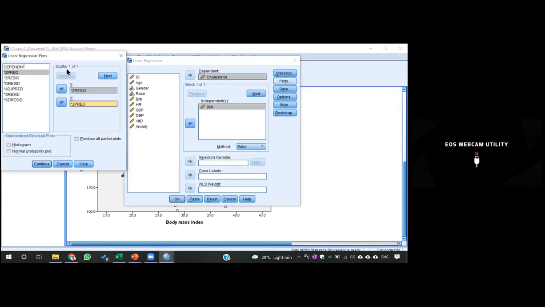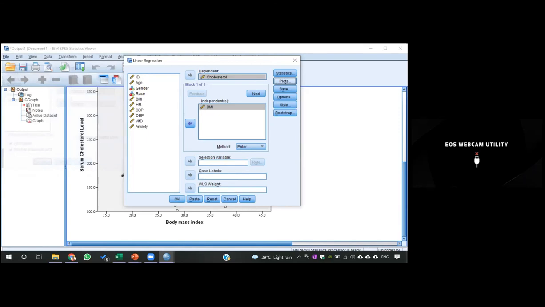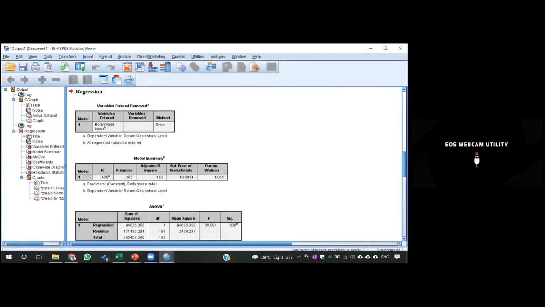You can see it is writing a scatter. Scatter means a scatter plot for these two variables. And this we create for checking the homoscedasticity. And what is homoscedasticity? Homoscedasticity is the variance of the residual. It should be constant across the predicted value. Okay. And then we check the normality of this residual. So we check the standardized residual plot with the histogram. Continue, press OK, and then you will have a lot of output tables. So I'll explain these tables one by one.